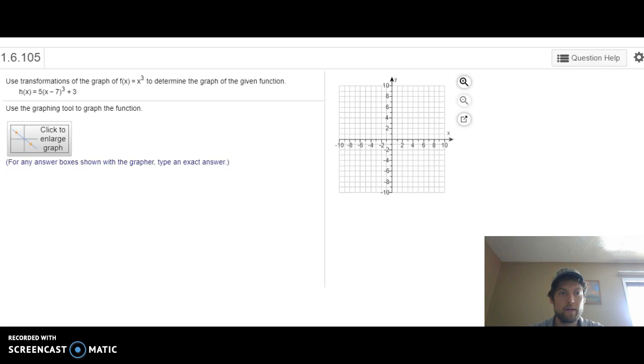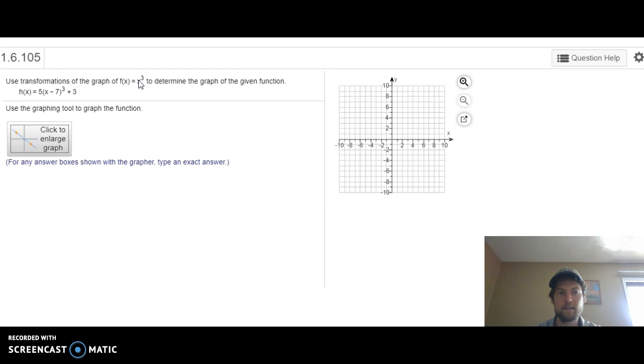And if you look up here at the question, you're going to be given an equation that's of the form f of x equals x to the third. So this is called the basic function or the parent function. And there's all kinds of parent functions. You can have like x squared, x to the fourth power, x to the fifth power. You can have square root of x, third root of x.